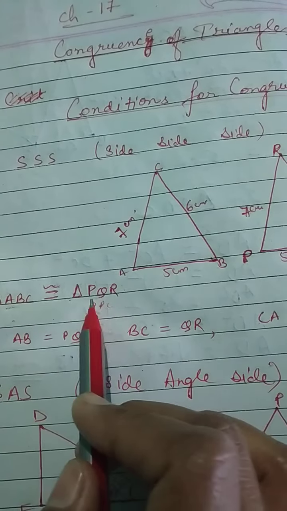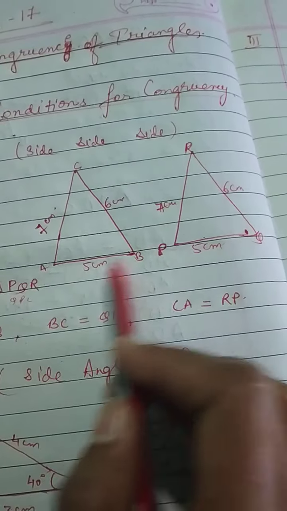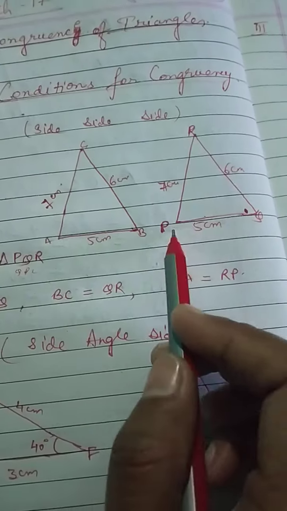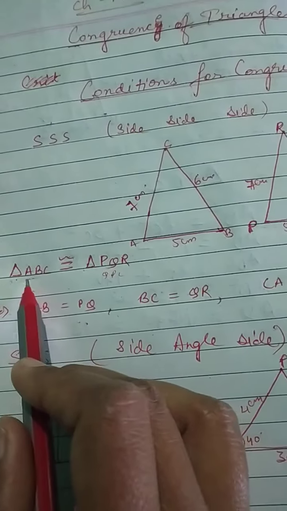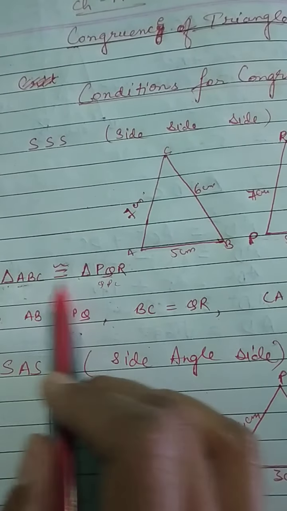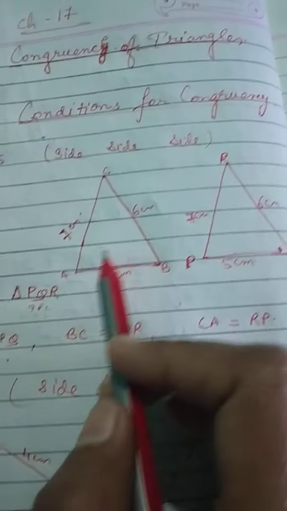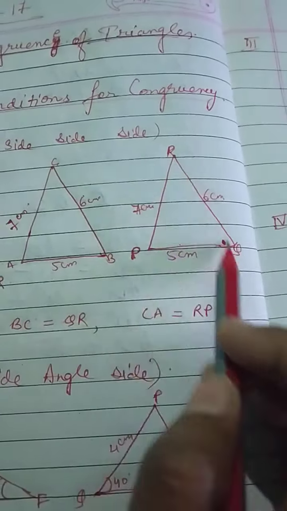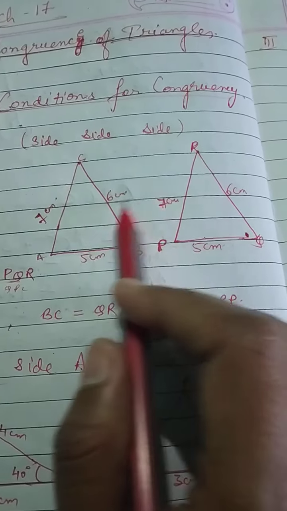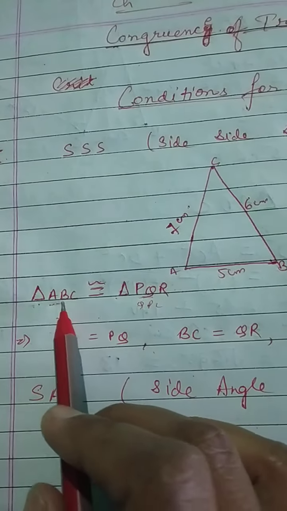AB is equal to PQ. AB is equal to, you can see, PQ. AB is not equal to this. AB is equal to PQ. So if I have written AB first, then you will have to write PQ first, in its place only. Now BC is equal to QR. You can see BC is equal to QR in the figure. They both are corresponding sides. So while writing, you have to pay attention to this.